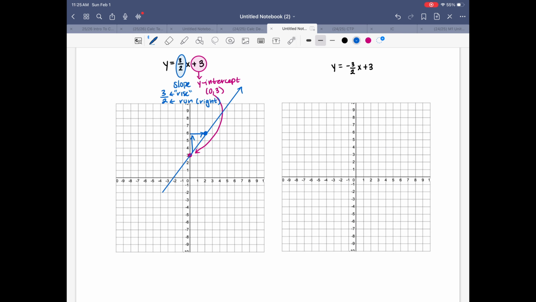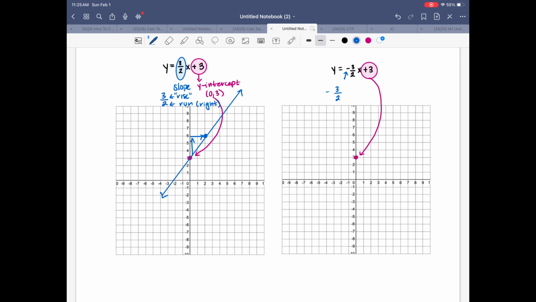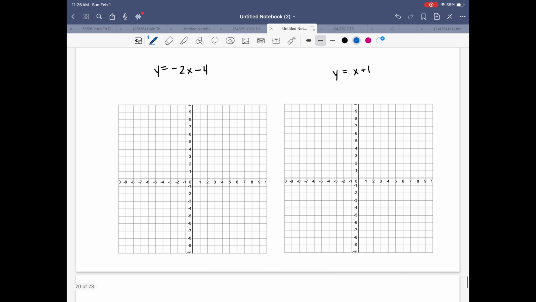Notice our second example. It's the same as the first, but with a negative slope. Just like before, you will start by graphing the y-intercept, which is still at 0 and 3. But our negative slope means that instead of going up from the y-intercept, we will go down. So down 3 and to the right 2. Draw your line.